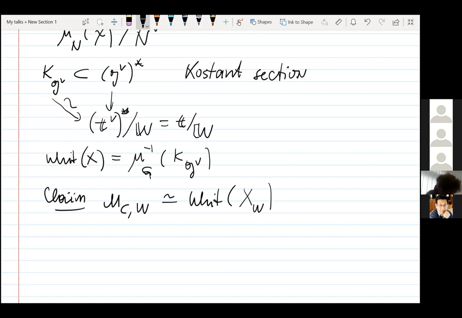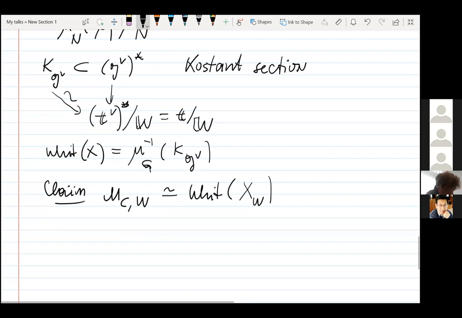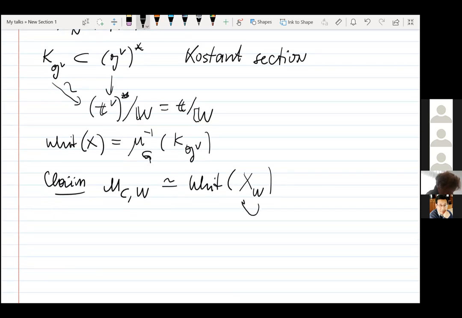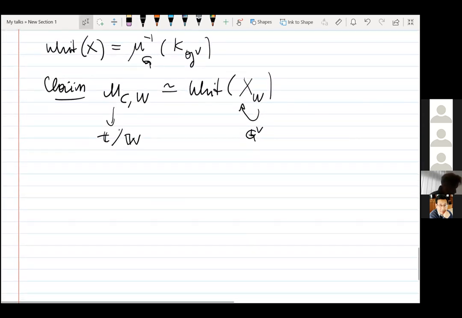Remember that this guy had an action of G check. This X_W had an action of G check. And this had a projection to T mod W. This is compatible in the sense that whenever we take the Whittaker reduction, the result maps to T mod W. Actually, whenever we take any kind of Hamiltonian reduction of anything by G check, the result still maps to the adjoint quotient. Now, I wanted to do an example.